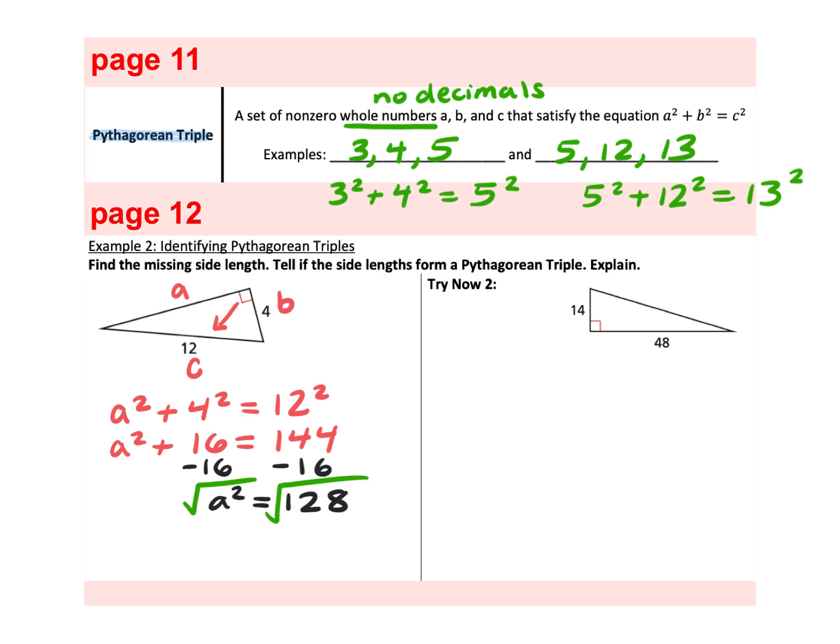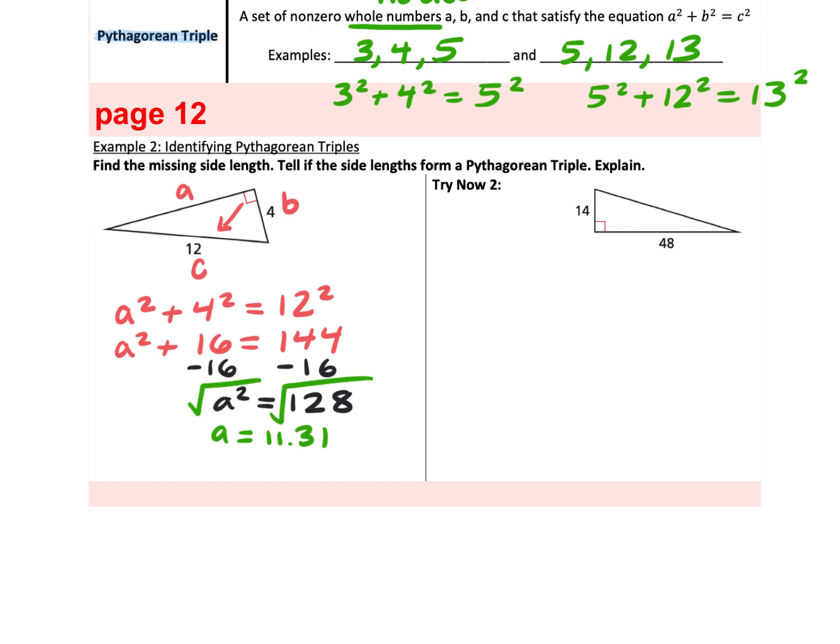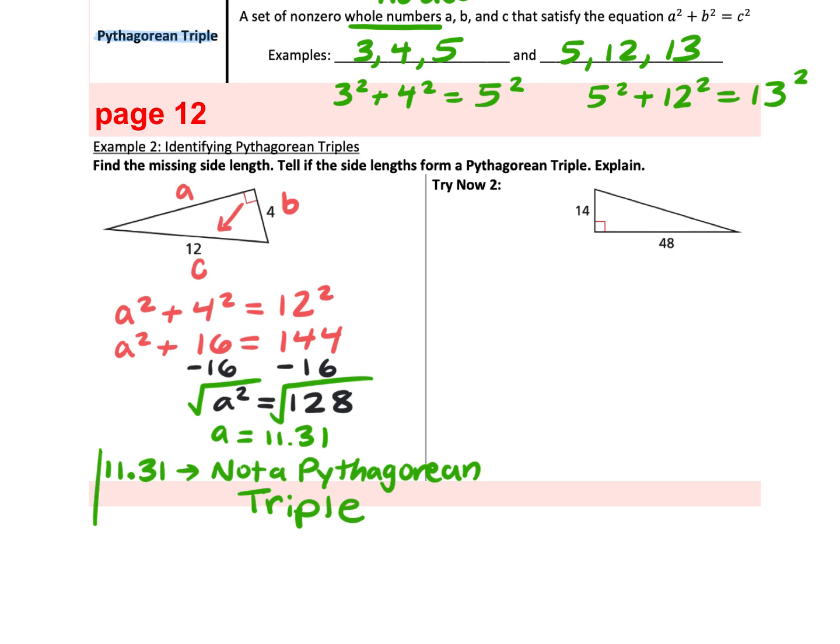And when we do that, the square root of 128 is 11.31. So that's our missing side, 11.31. And that's not a whole number. We had to round. So this is not a Pythagorean triple. If it was exactly 11, we'd have a Pythagorean triple. But since we have a decimal position, it's not a whole number, it's not a Pythagorean triple. Go ahead and try the try now on your own. Please pause the video. When you hit play, I'll have the answer posted.